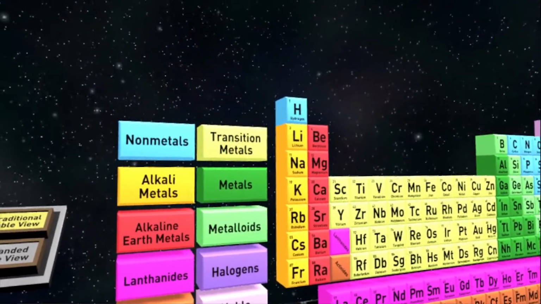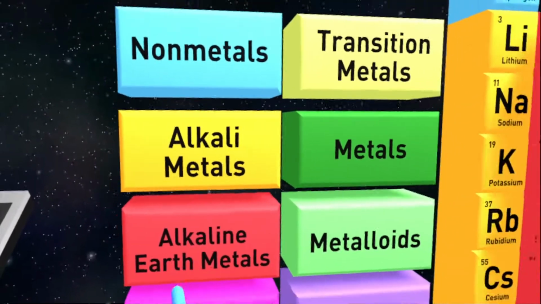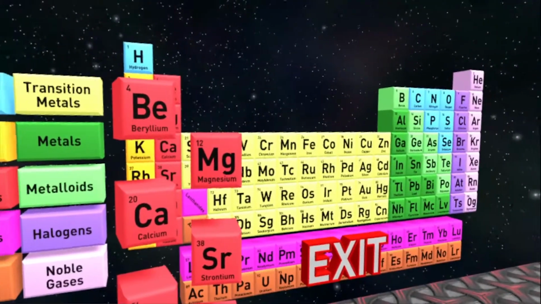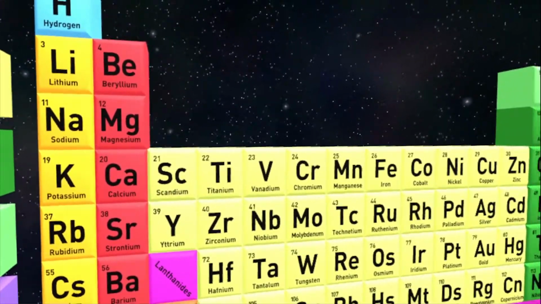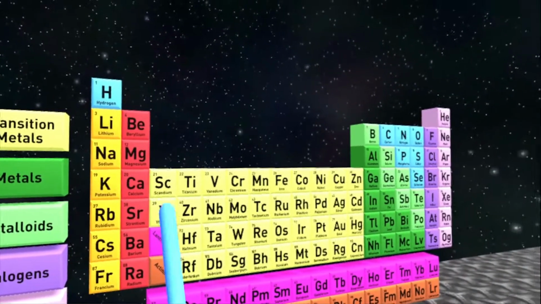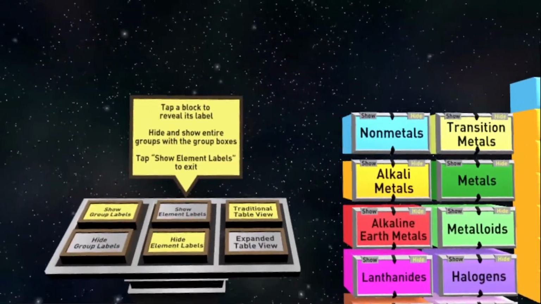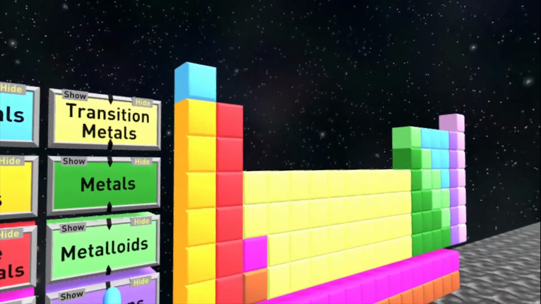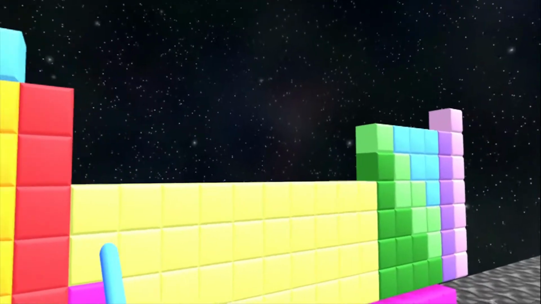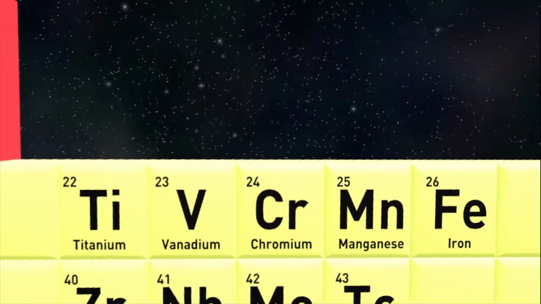I can also launch a specific group using these group label buttons right over here. So alkaline earth metals, for example, click that, and there's that group. If I wanted my students to identify which groups of elements were which, I might want to hide these element labels. And now all of my element labels are blank, and I can show and hide these by just walking up and selecting each element to reveal its label.